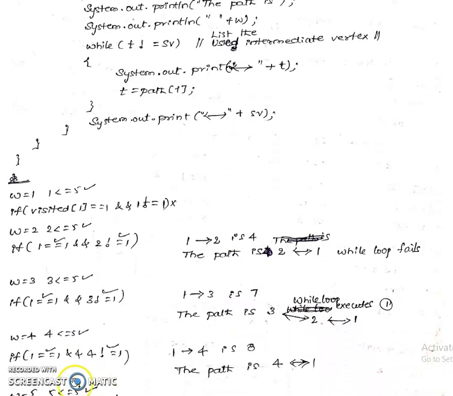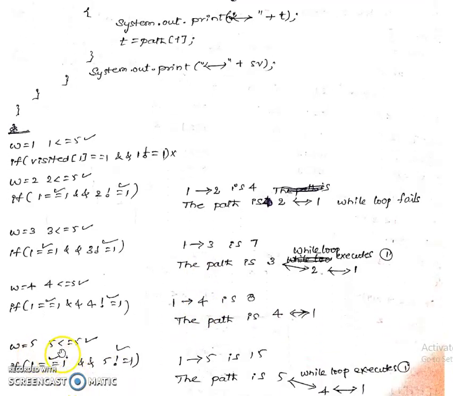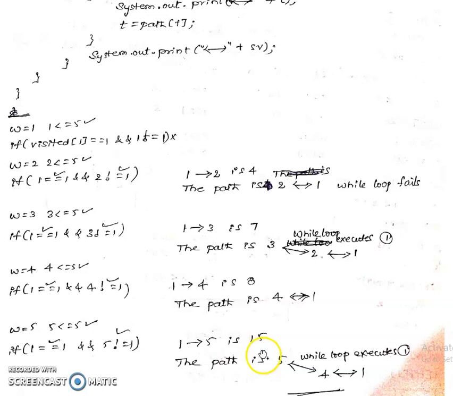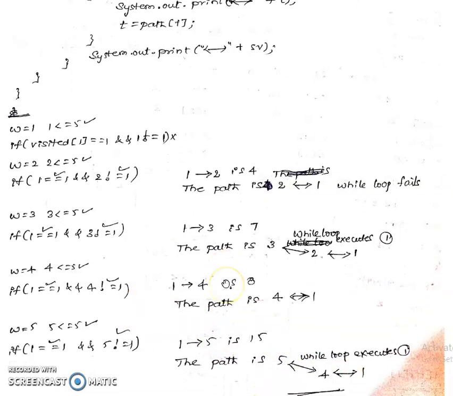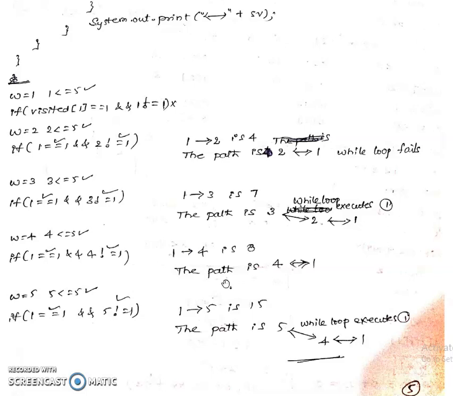Similarly w is equal to 4. Since you have a direct path, 4 you are going to print here. Immediately this while loop will not get executed and you will print 1. But for w is equal to 5, 1 to 5, you have a path between 1 to 4, then 4 to 5. 1 to 4 you have a direct path, and from 4 to 5 you are going to traverse. This is how your Dijkstra's algorithm is going to work.